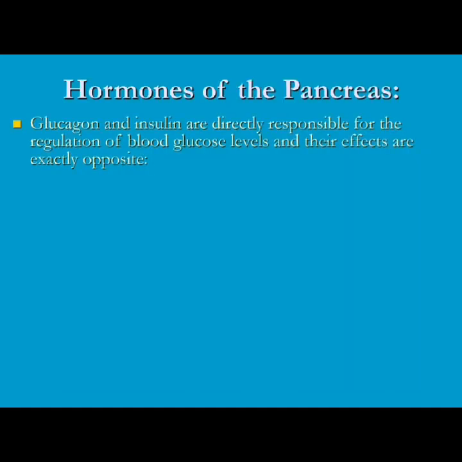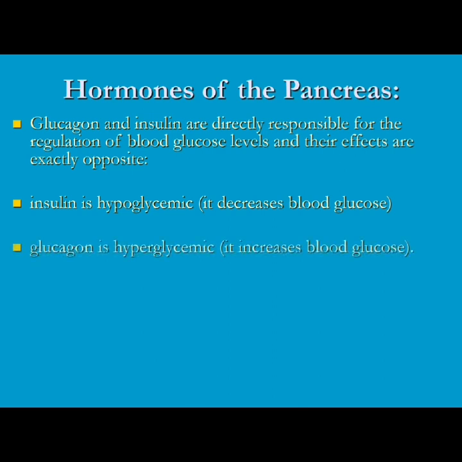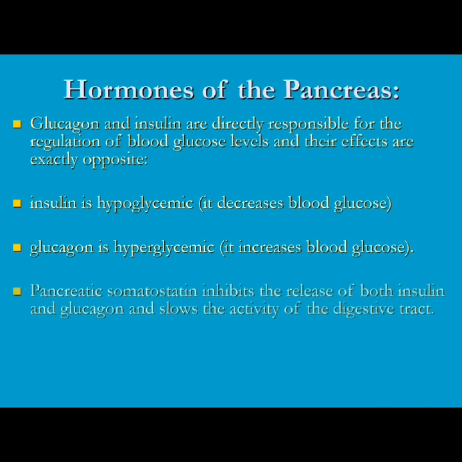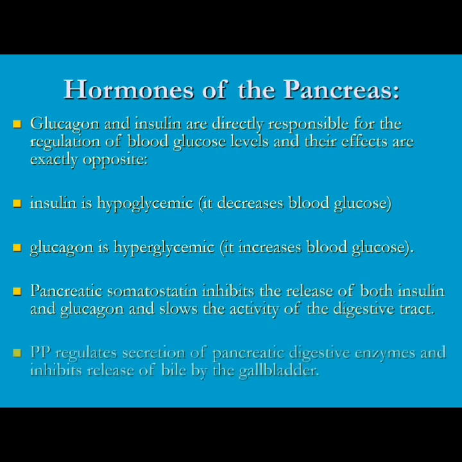In response to dropping levels of blood glucose, the alpha cells secrete the hormone glucagon. It raises blood sugar levels. The beta cells secrete the hormone insulin in response to rising levels of circulating glucose. Insulin regulates sugar metabolism and helps to maintain normal sugar levels in the blood.